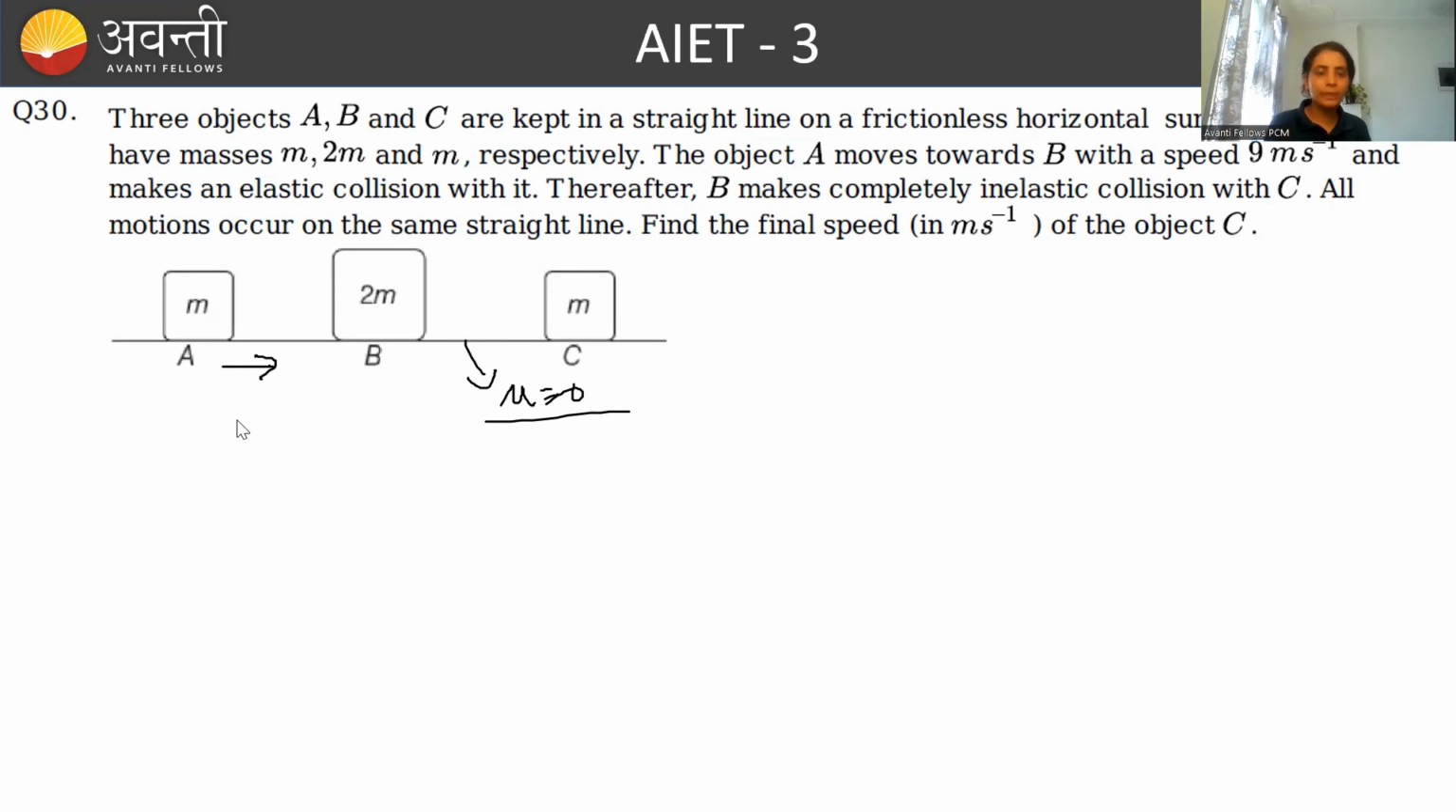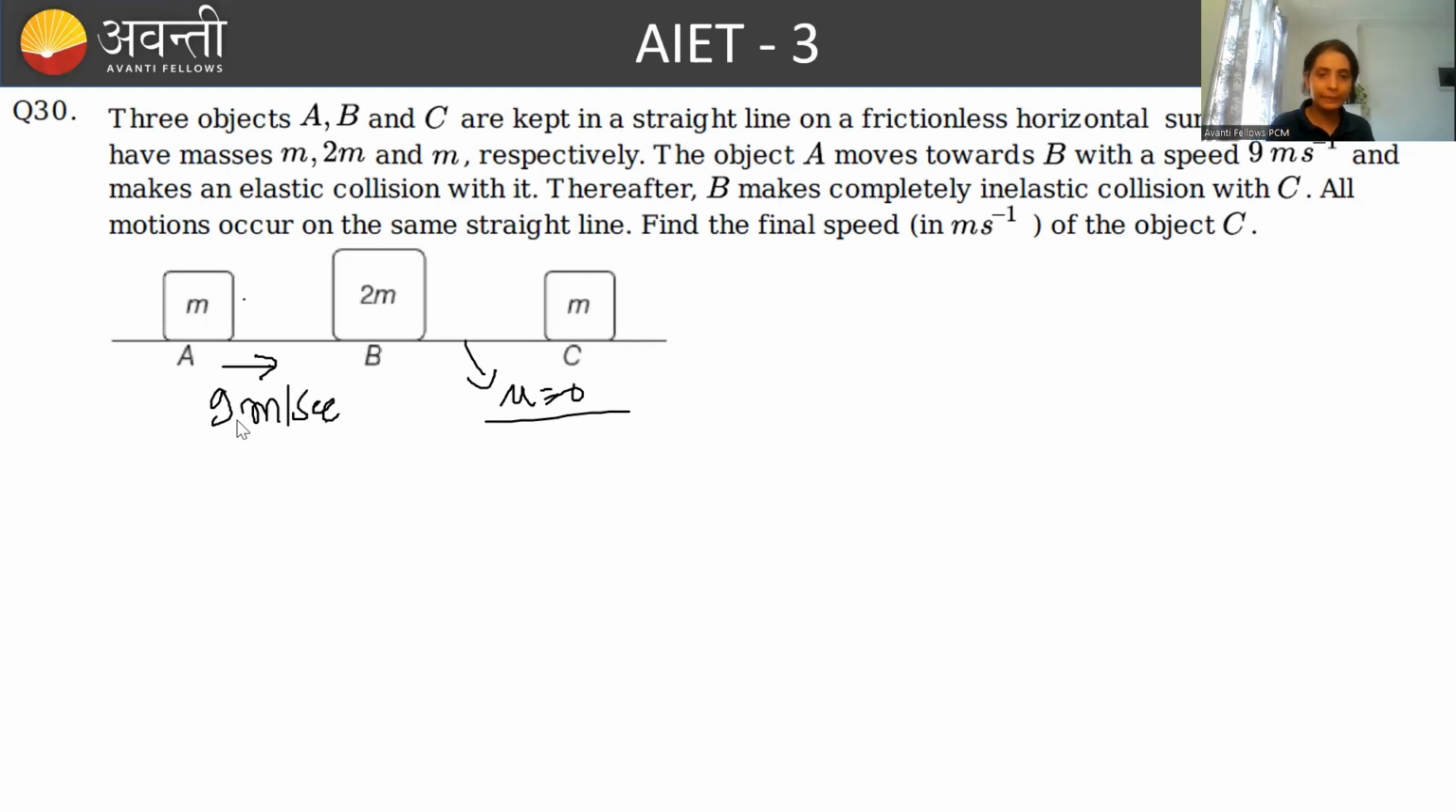So A is moving towards B with a speed of 9 meters per second, and it is making an elastic collision with mass 2m. Now what is happening? Thereafter B makes a completely inelastic collision with C. All motion occurs on the same straight line. B is at rest, C is also at rest, so A is only given velocity 9 meters per second towards B.